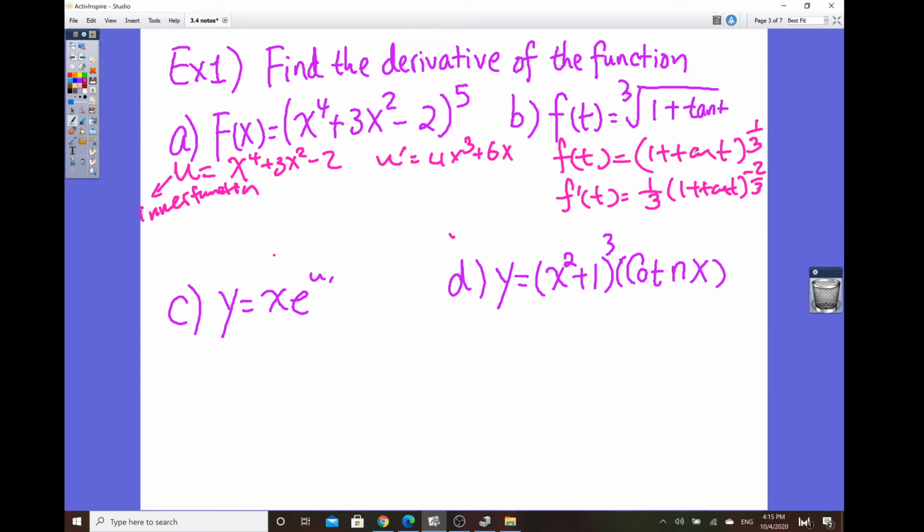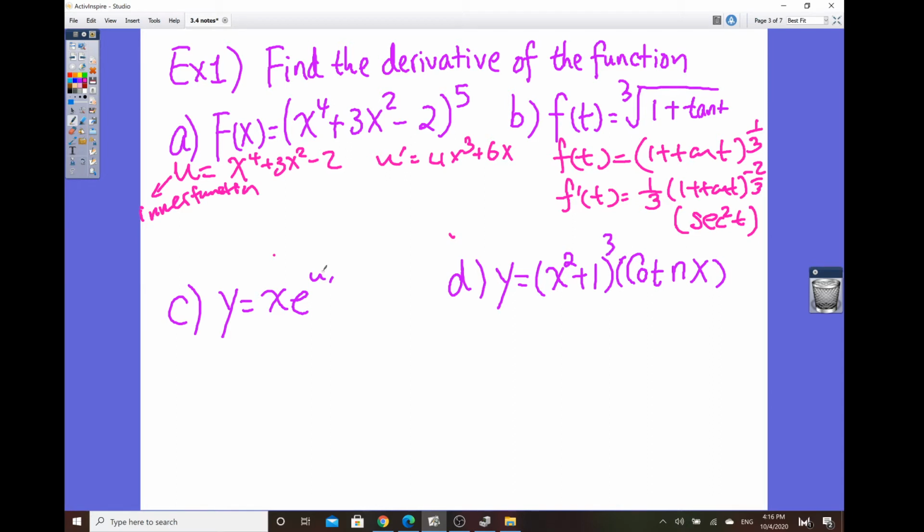A lot of people think that this one is done. But don't forget the inner function, which is 1 plus tangent of t. We need to find the derivative of the inner function: the derivative of 1 is 0, and the derivative of tangent of t is secant squared of t. So multiply everything by secant squared of t.